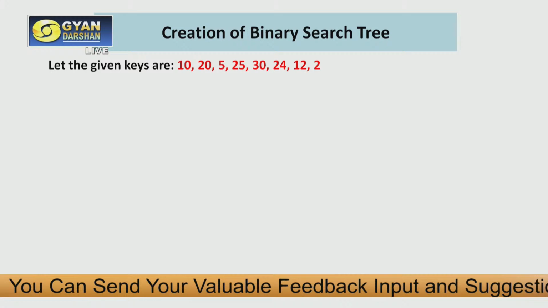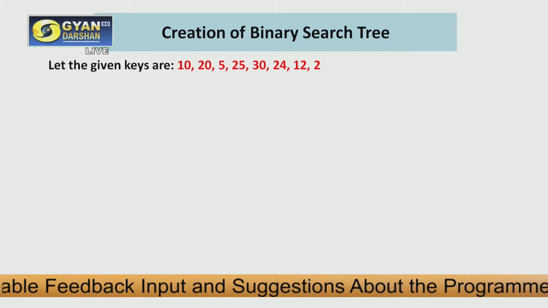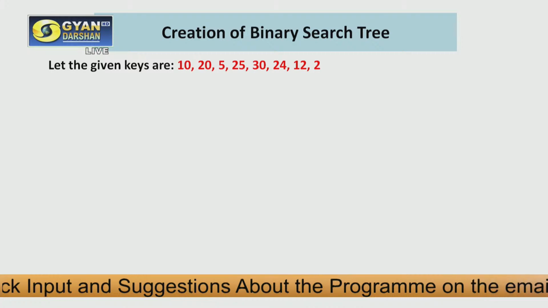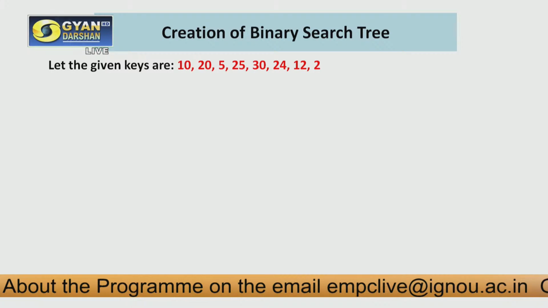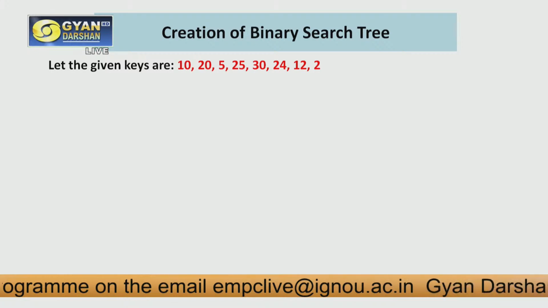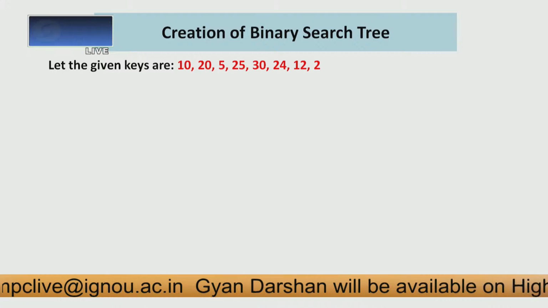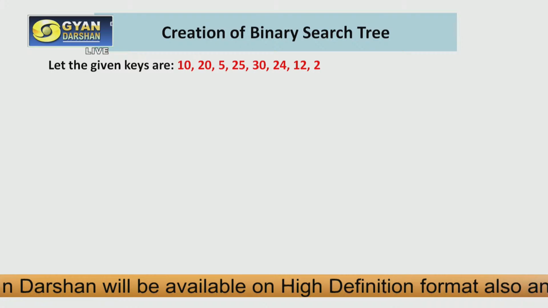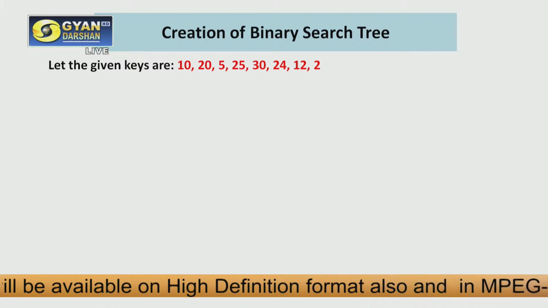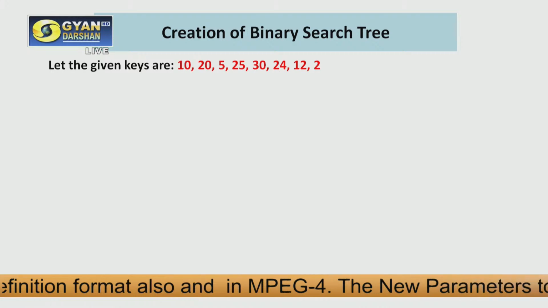I will explain the creation of a binary search tree with the help of one example. Let us say we have been given the keys 10, 20, 5, 30, 24, 12 and 2, and we want to create a BST when these keys are inserted in this order. That is, first 10 is inserted, then 20, then 5 and so on.